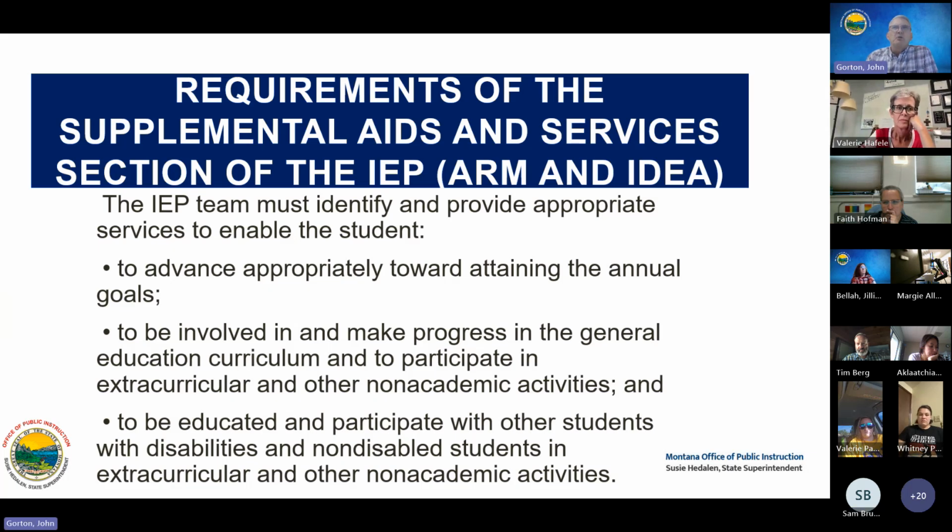The team must identify and provide appropriate services to enable the student to advance appropriately toward attaining annual goals, to be involved and make progress in the general education curriculum, and to also have the opportunity to participate in any extracurriculars. That is part of the IEP process. And to be educated and participate with other students with disabilities and non-disabled students in extracurriculars if need be. So those are things that should be considered when you are developing your supplementary aids and services for students.